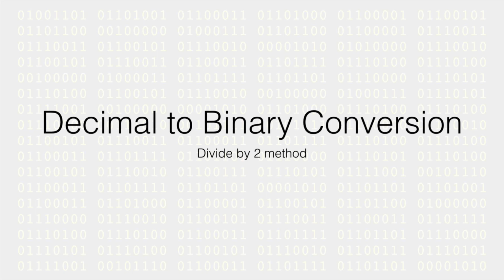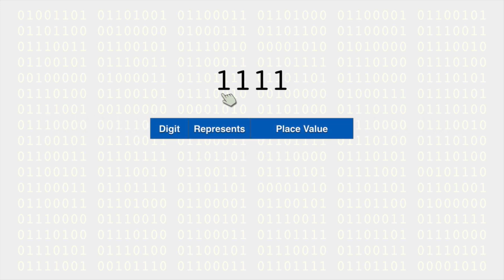In this video, we'll talk about converting decimal numbers, base 10, to binary numbers, base 2. In the end, we'll take a closer look at the divide by 2 method. First, though, let's remember what a binary number is. Here we have 1111, the highest number we can have with 4 digits in binary.